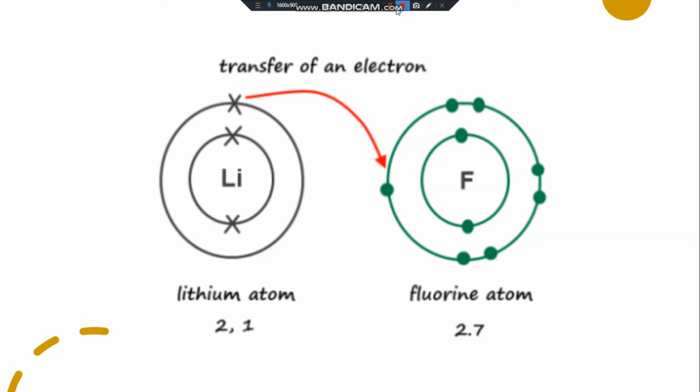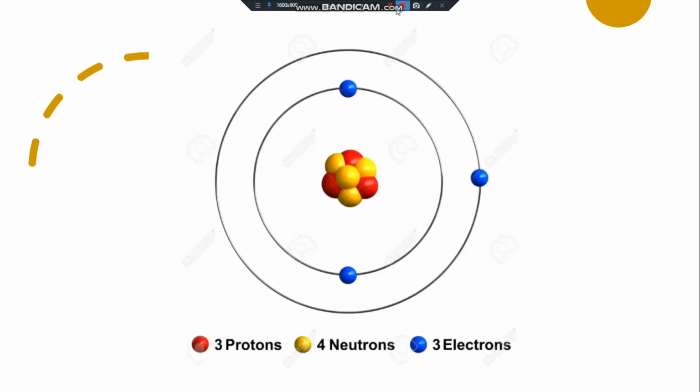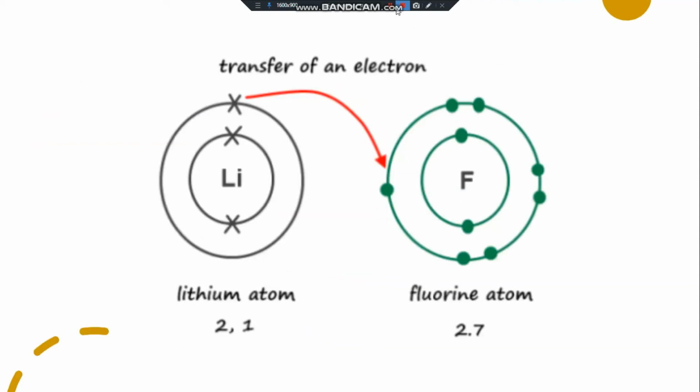So looking again at the lithium atom, it still contains 3 positive protons, but it only has 2 negative electrons now. This means that it has an overall charge of 1 positive, and I will show you this here. So we call this a lithium ion as it has an overall charge.